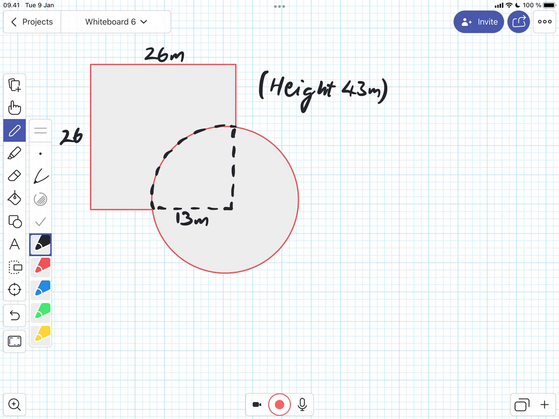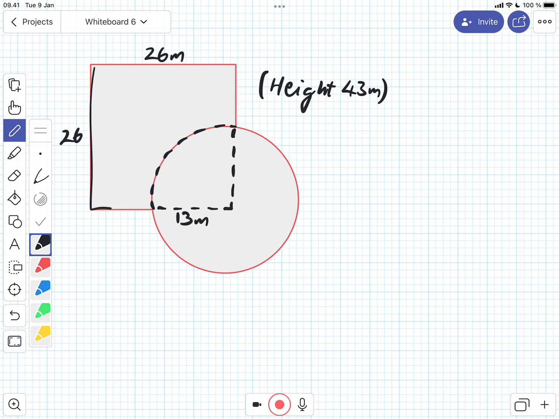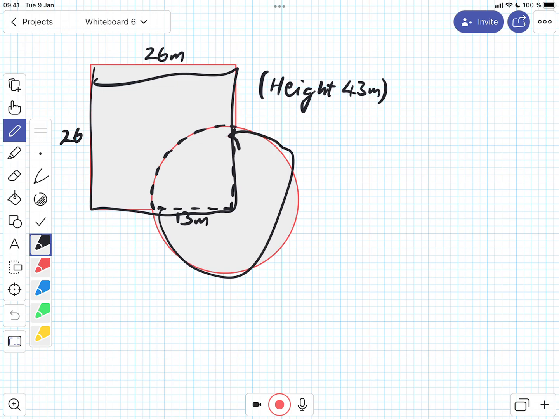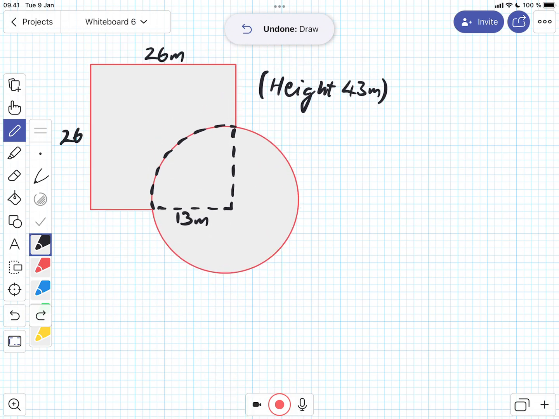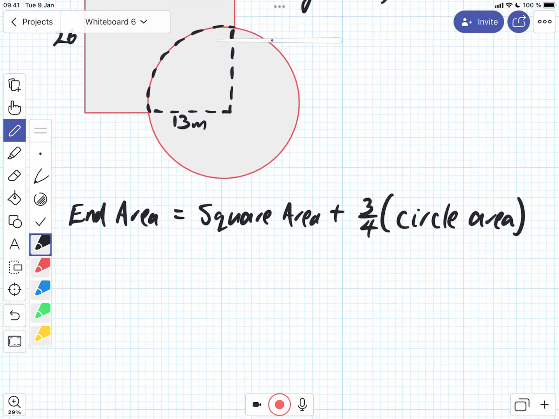So that's going to be the length of our prism, in other words. Now, what we've got here is a kind of square and a circle, but they overlap each other. So what we need to do is to think of this as the square plus 3/4 of a circle. So I'm just going to write that out. End area equals square area plus 3/4 of circle area.